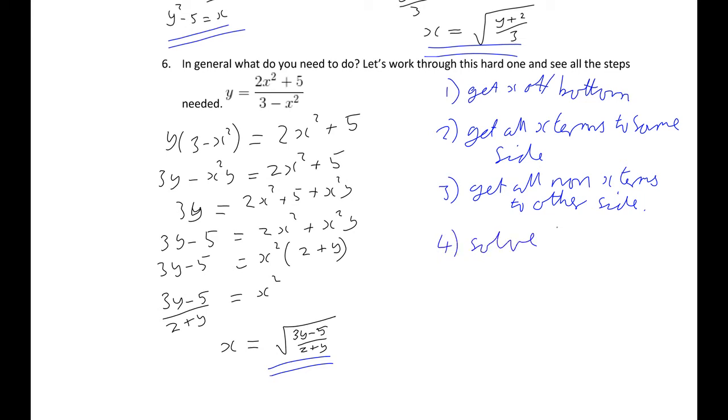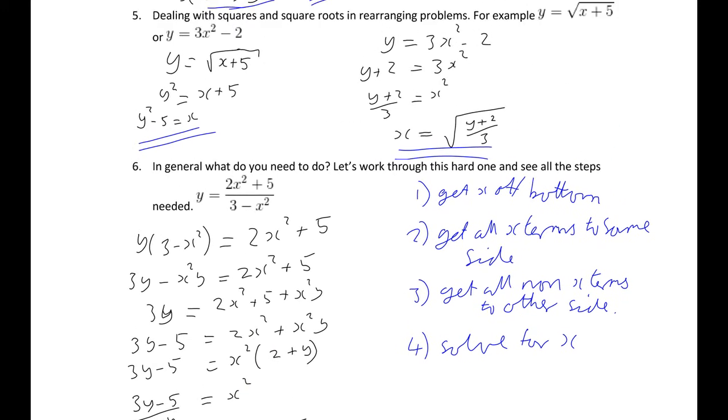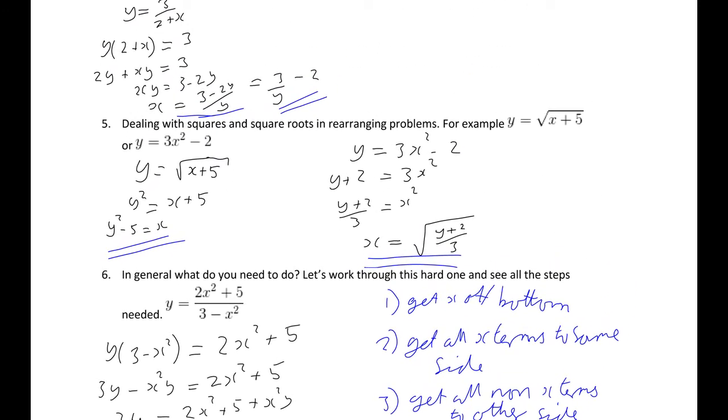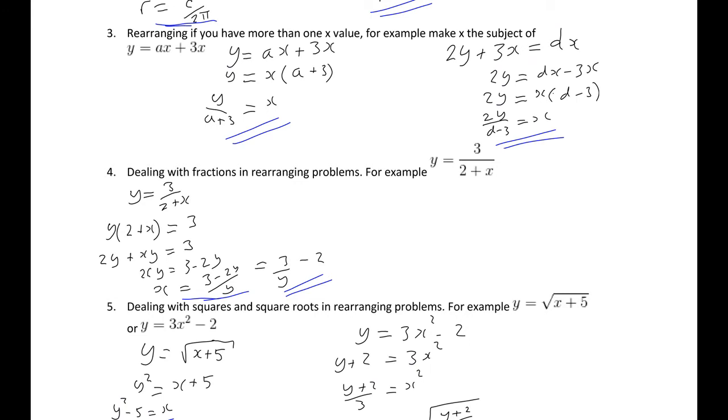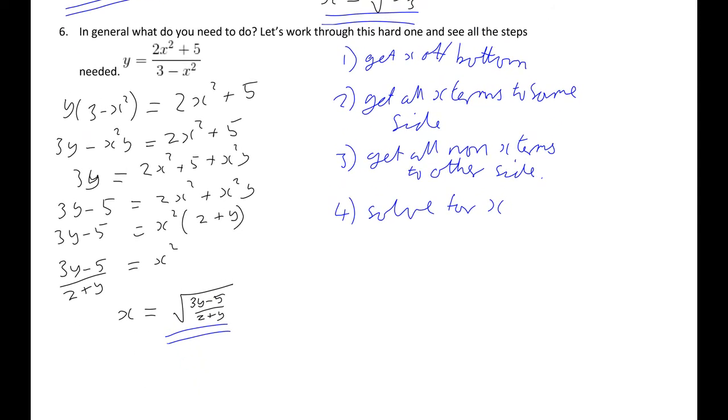Now this last bit is where we kind of have to split, because here solving for x was taking the x squared out, and then we had a 2 plus y, which we divided by, then we had to square root. Earlier on, when we were dealing with the roots, we did that first. But when we were dealing with the simpler problems, all we had to do, we got the x terms on one side and non-x terms on the other, and we just divided by y, because your aim every time is to get x equals.